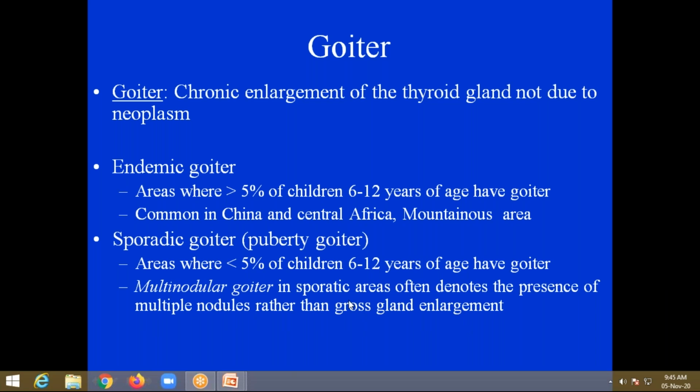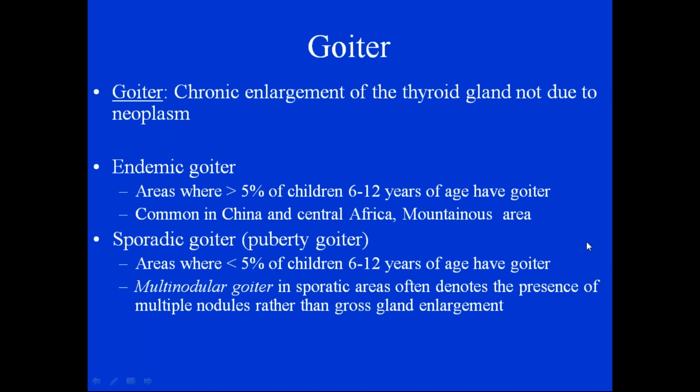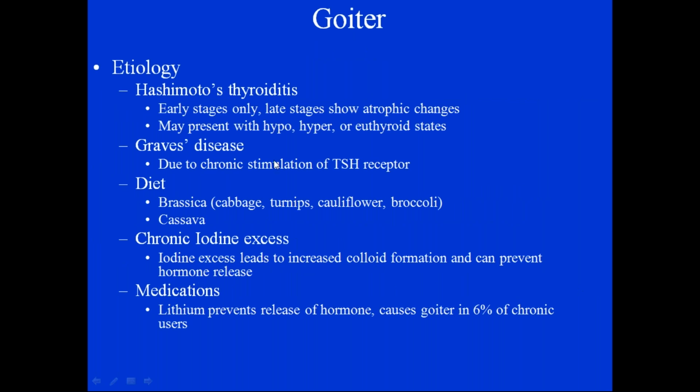So, in the sporadic areas, what happens is there are multiple nodules. As you know, there are various follicles in the thyroid. Only some follicles get hypertrophied, so the patient will have multinodular goiter. So endemic is more than 5% of the children, sporadic is less than 5% of the children.